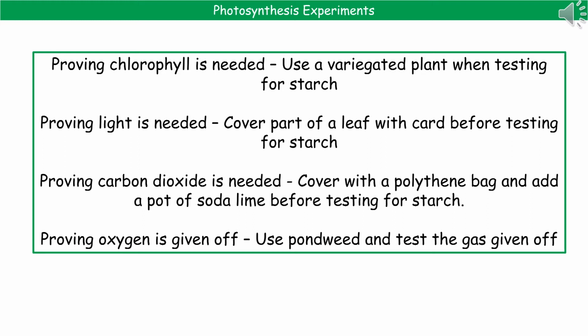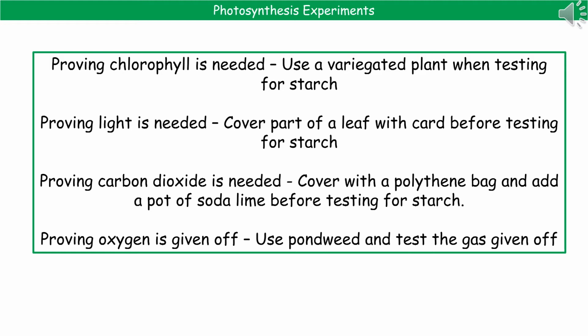If we want to prove light's needed, cover part of the leaf with card before we do the starch test. If we want to prove carbon dioxide is needed, we cover the whole plant with a polythene bag and add a pot of soda lime to absorb any carbon dioxide before doing the test for starch. And if we want to prove oxygen is given off, we use pondweed and then we test the gas that we've collected.